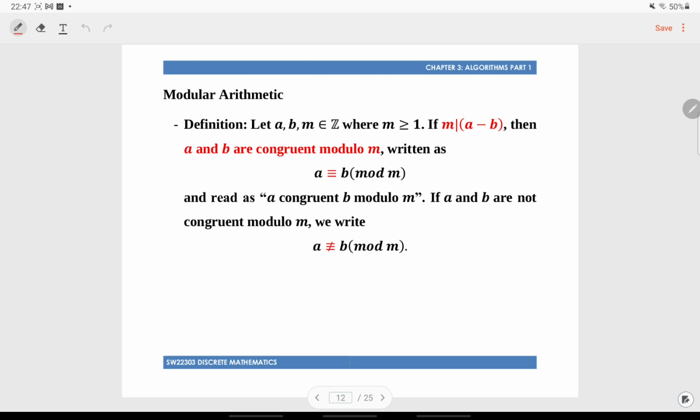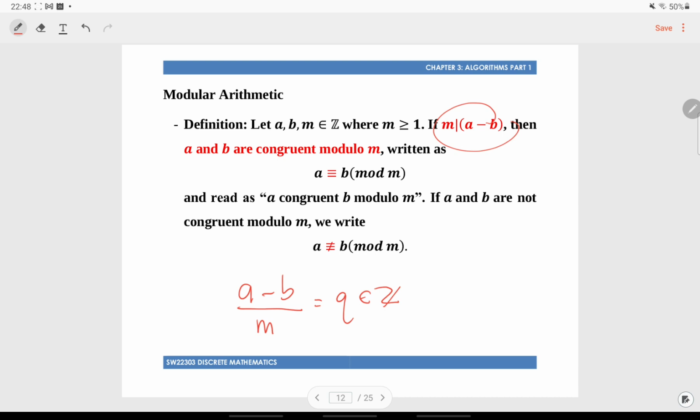Okay, now we move to the next topic, about modular arithmetic. Let's say we have three integers: a, b, and m, where m is greater than or equal to 1. If the integer m divides the subtraction of a and b, meaning a minus b is divisible by m, then when we divide a minus b by m, the outcome is an integer.